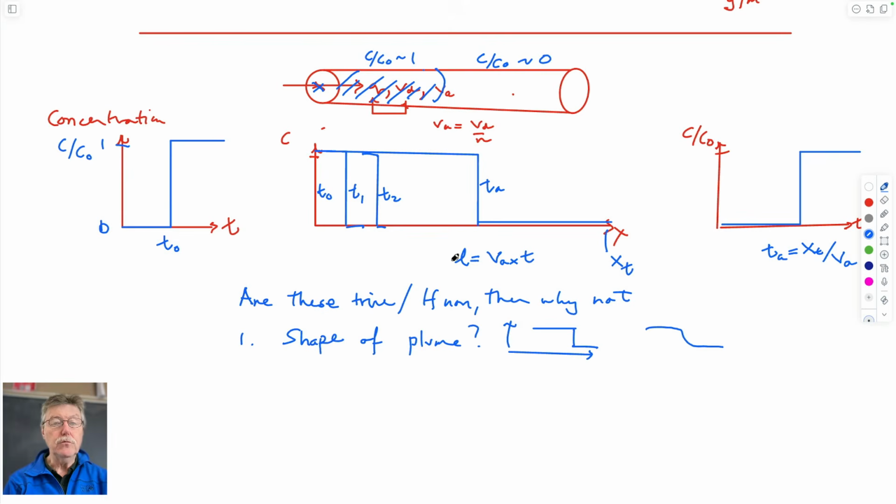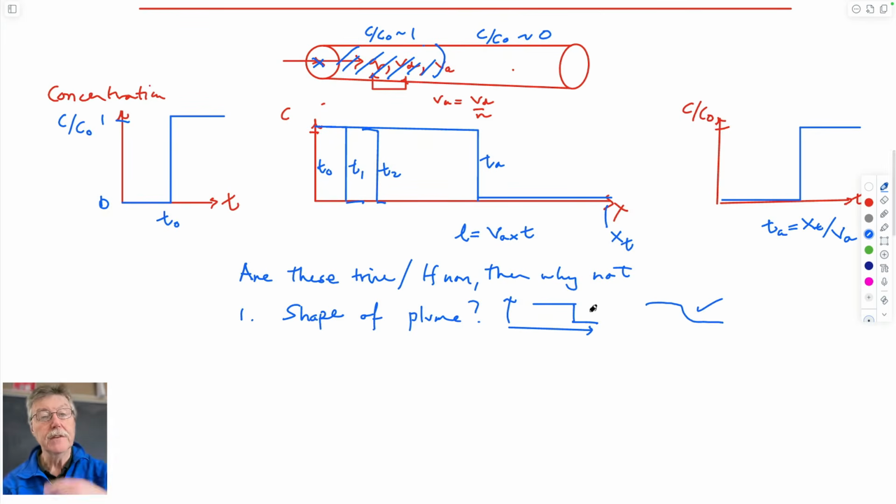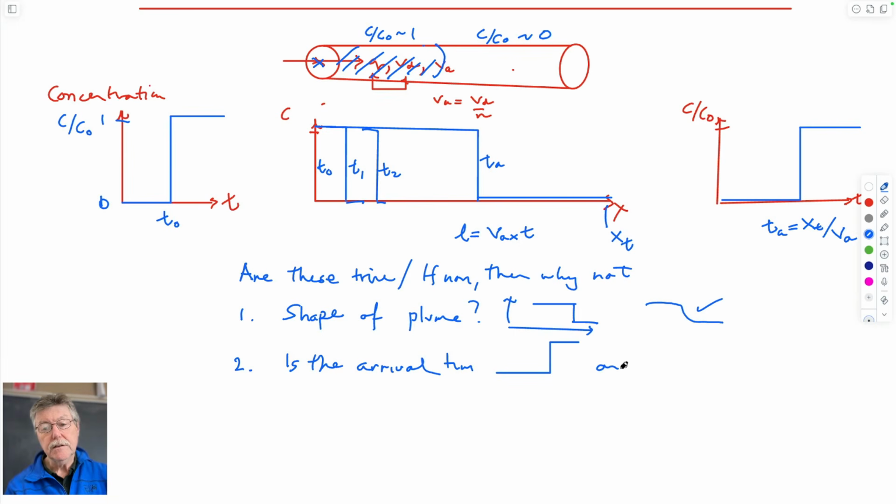But so what are the ordinates of this? Is this always a nice sharp front like this? The answer is no, not always. When will it not be that case? And can we put some limits on that? And the second point is the arrival time. Also one sharp like this. And is it also T arrival equals total length divided by advective velocity?